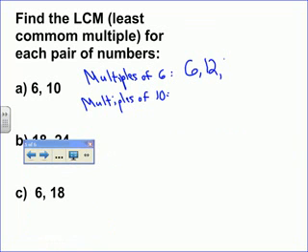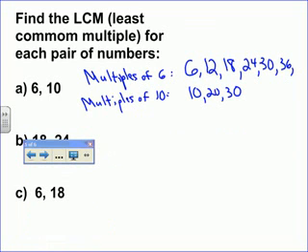So we got 6, 12, 24, 30, 36. Okay, multiples of 10: 10, 20, 30, there we go. And when you do your homework, you guys, you can just go until you see the match and then you can stop. So here's our match. That's our least common multiple. You've got to write them down.